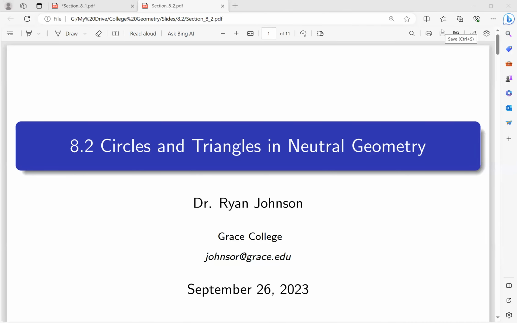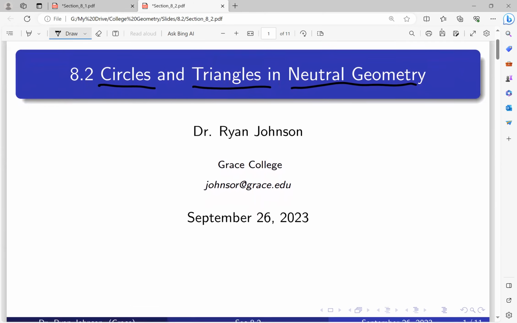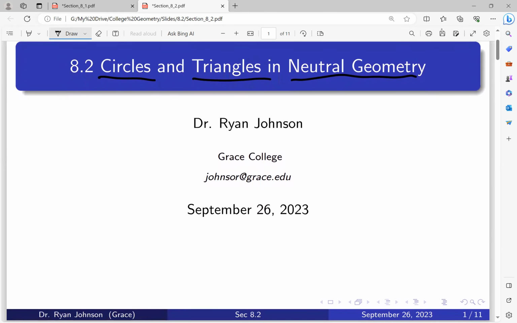Hello again. This is section 8.2, circles and triangles in neutral geometry. So we've already been talking about circles, and now we're talking about triangles as well. And we're still in neutral geometry. This is the section we would have covered Friday, and I'm recording this on Tuesday.